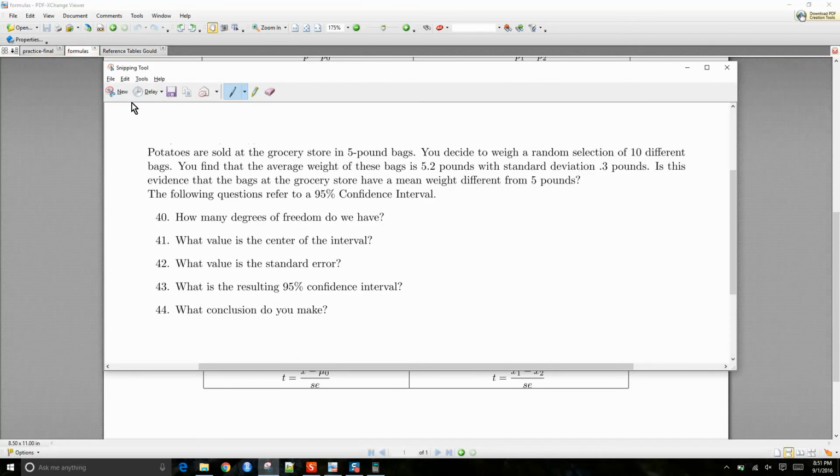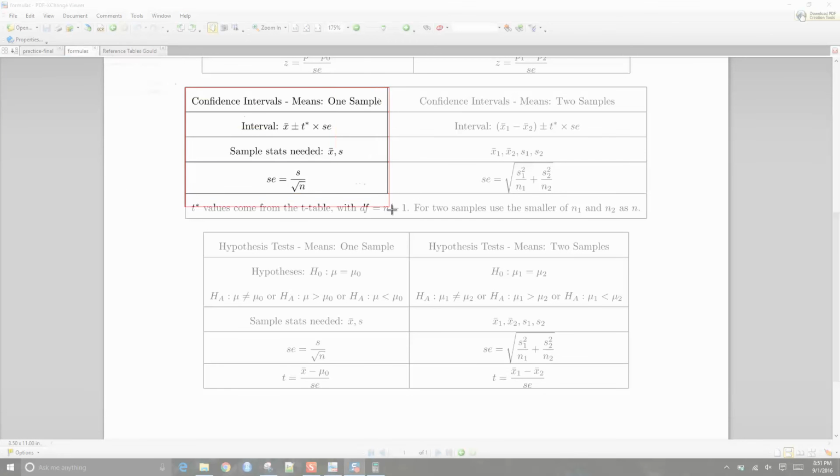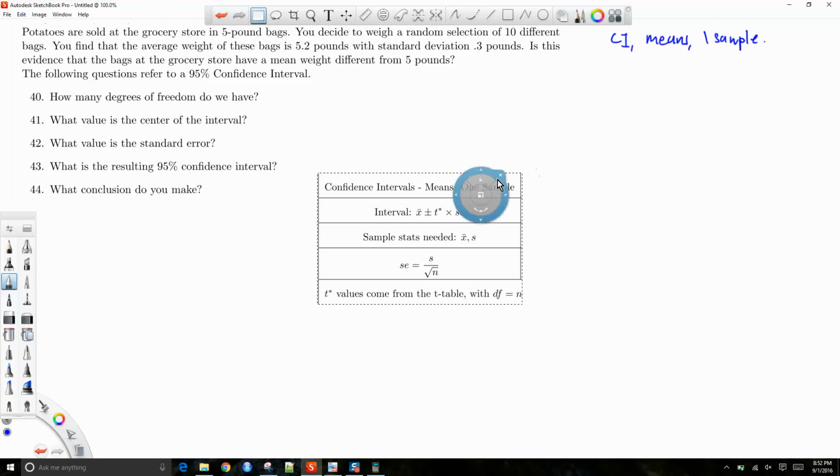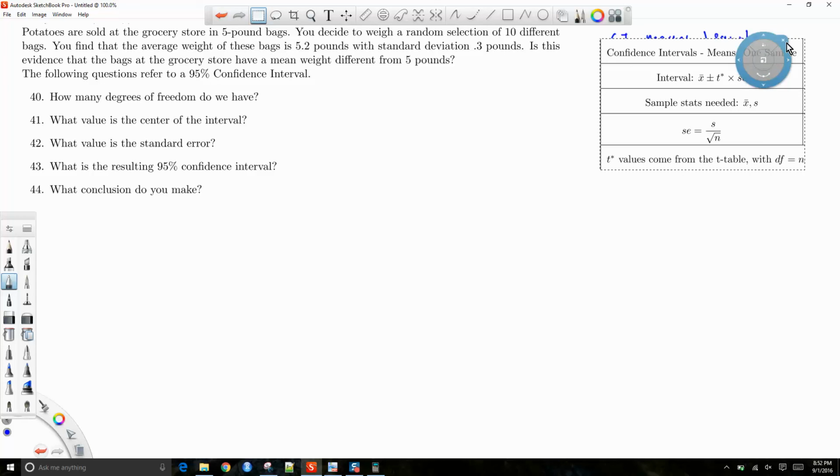So we'll copy this part. The T-star comes from the T-table. All right. How many degrees of freedom do we have? This is our first question. Well, let's list off our statistics. We've got N, we've got X bar, and we have S. So we're looking at 10 bags. X bar is going to be 5.2, and our standard deviation is 0.3. Degrees of freedom, N minus 1, 9 degrees of freedom.